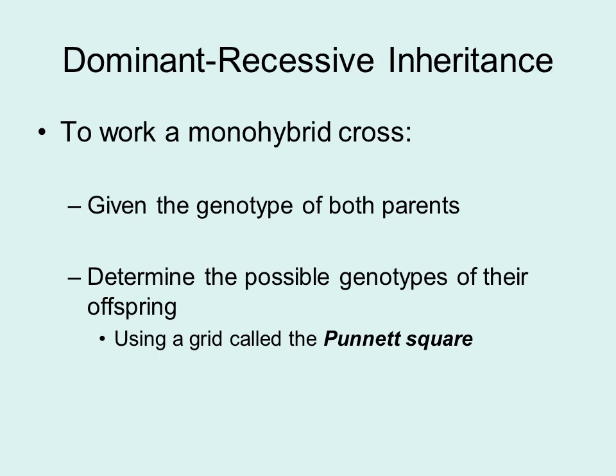So Punnett squares are usually used for prediction of offspring. It's not looking at past generations. You're trying to predict for future generation what the offspring, what their genotype is going to look like. If you know what the genotype is, then you're going to be able to determine what the phenotype is.